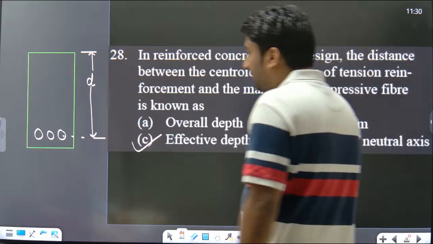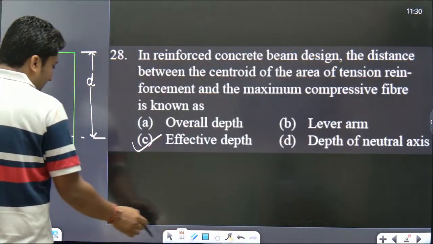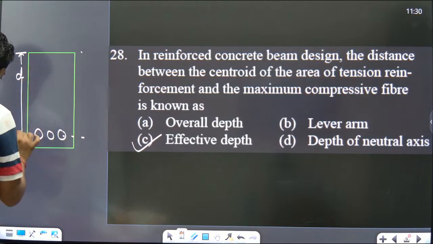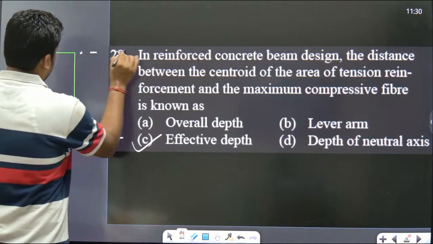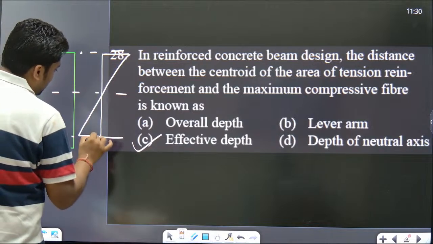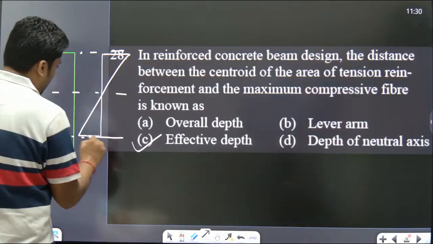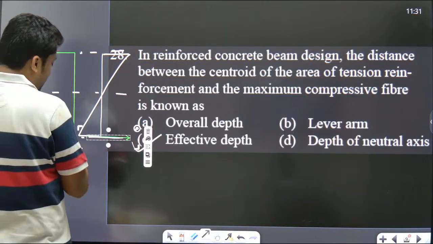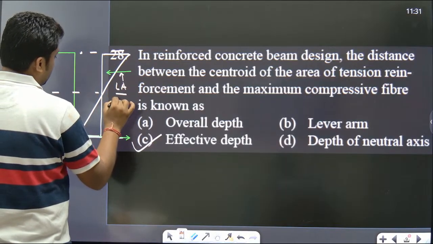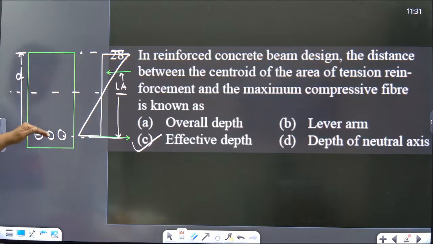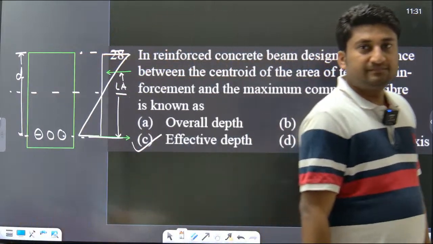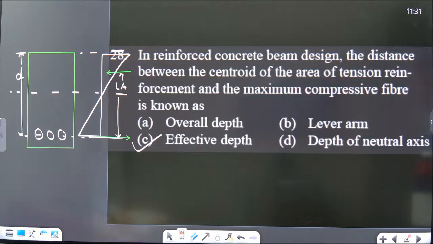It is effective depth. Now the lever arm, you can see, is this. So this is the stress diagram. Here the tension force, the CG of the reinforcement, as well as the CG of the compression area, this is lever arm. But in the question you are asked for the CG of the tension reinforcement to the topmost compression fiber. That is why it is effective depth. Understood? Okay, move ahead with the next question.